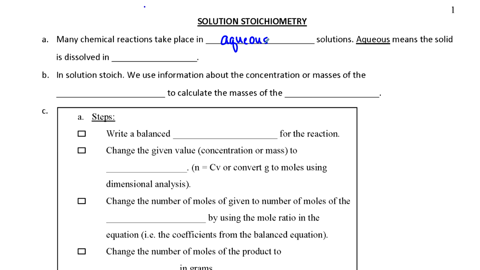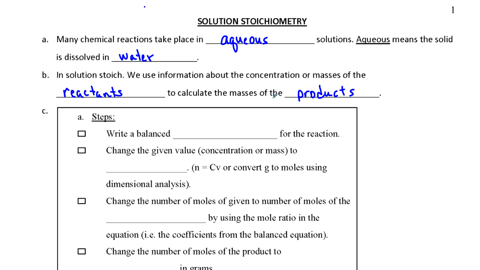Okay, so aqueous just means it's something that's been dissolved in water. Did I spell that right? Oh, yes, I did. Aqueous means the solid is dissolved in water. In solution stoichiometry, or solution stoich, we use information about the concentration or masses of the reactants to calculate the masses of the products. Okay, so it's still stoichiometry.